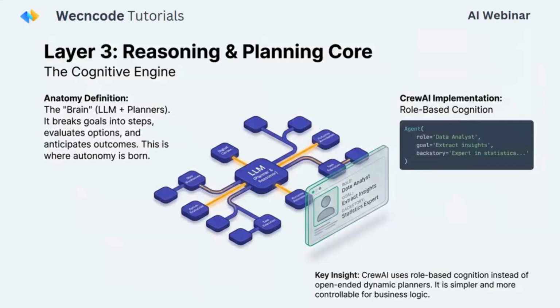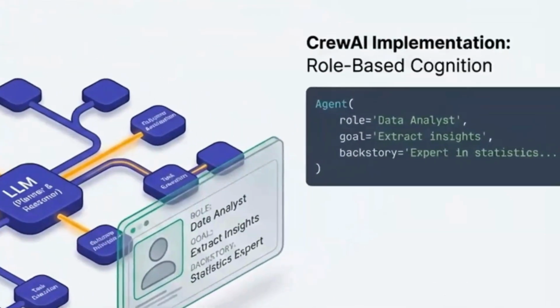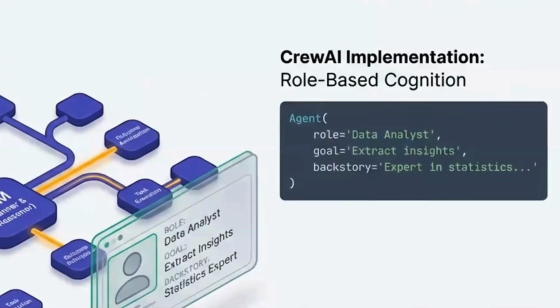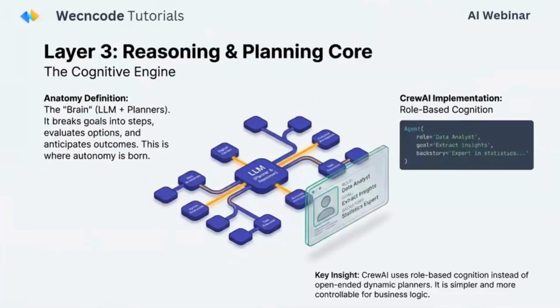So for the CrewAI implementation, we have just a simple task here. If you look at this, this is an agent. The agent is acting as a data analyst. It has a goal here. The goal is to extract insights. Now, the backstory normally is more like what an agent is meant to do. So here, expert in statistics. So that is the role the agent is playing.